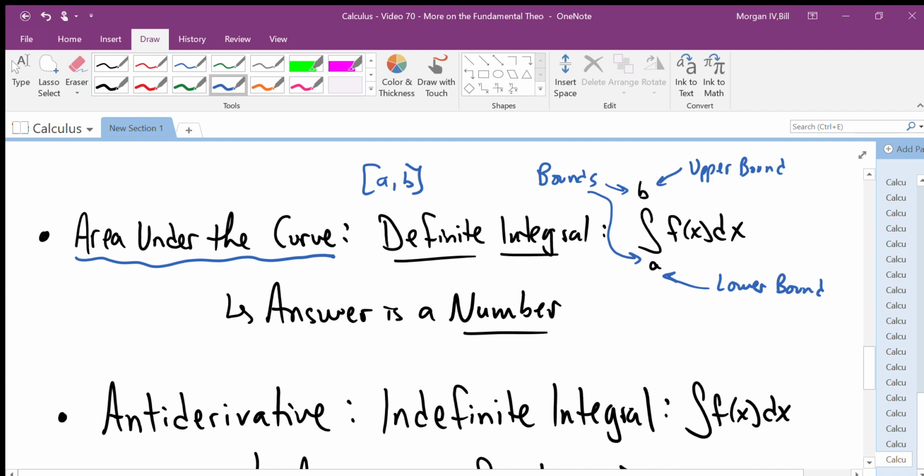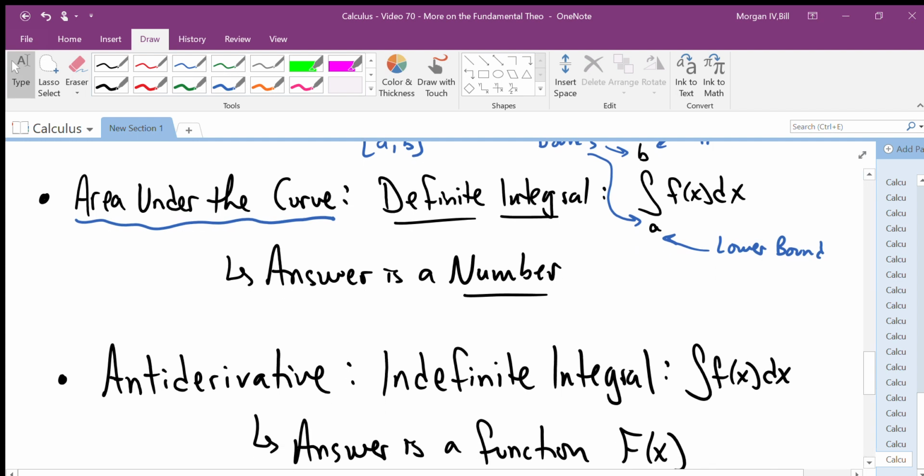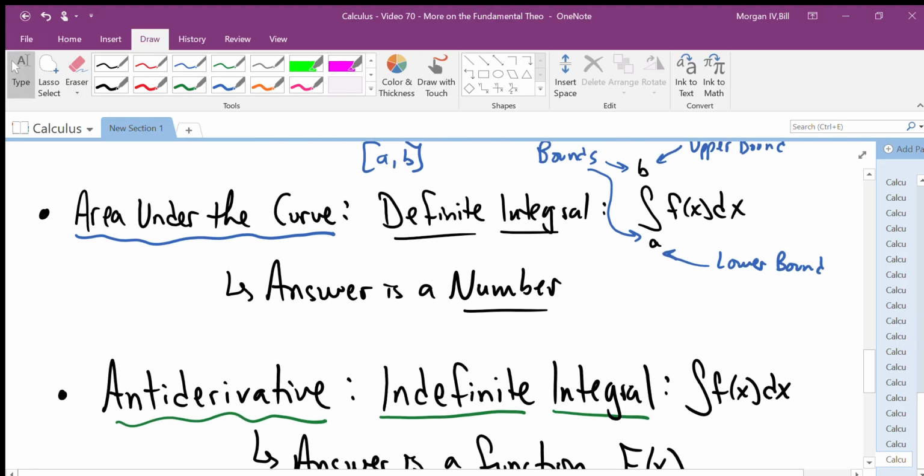Notice how similar that notation is to the thing we've done previously, which is finding the antiderivative. The antiderivative, called the indefinite integral, has no bounds. That's the only difference in the notation. They look exactly the same otherwise, but they mean two very different things. When you have bounds, when you have a definite integral, you are finding the area under the curve of f of x, and you'll get a number as your answer.